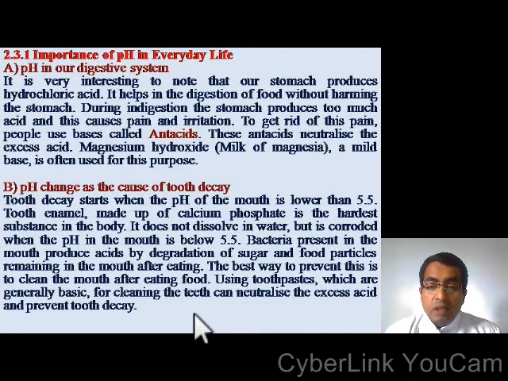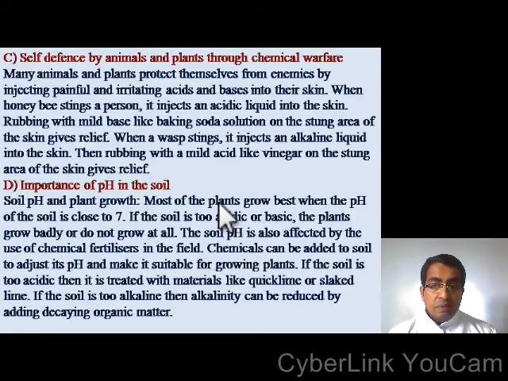Bacteria present in the mouth produce acids by degradation of sugar and food particles remaining in the mouth after eating. The best way to prevent this is to clean the mouth after eating food. Using toothpaste, which are generally basic, for cleaning the teeth, can neutralize the excess acid and prevent the tooth decay. So, tooth decay starts when the pH of the mouth is lower than 5.5.